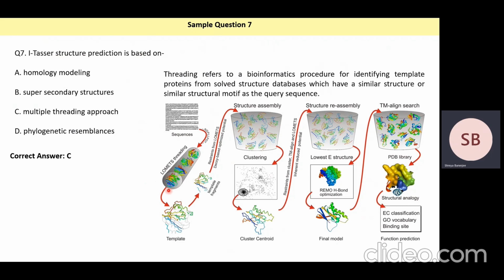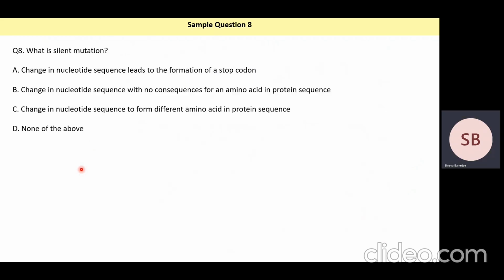That is, if our protein is made up of structure fragments from multiple different structures, then it is used to match the specific structure to that specific portion of the known structure, and that is the multiple threading approach. So the correct answer is C. D asks, what is silent mutation?